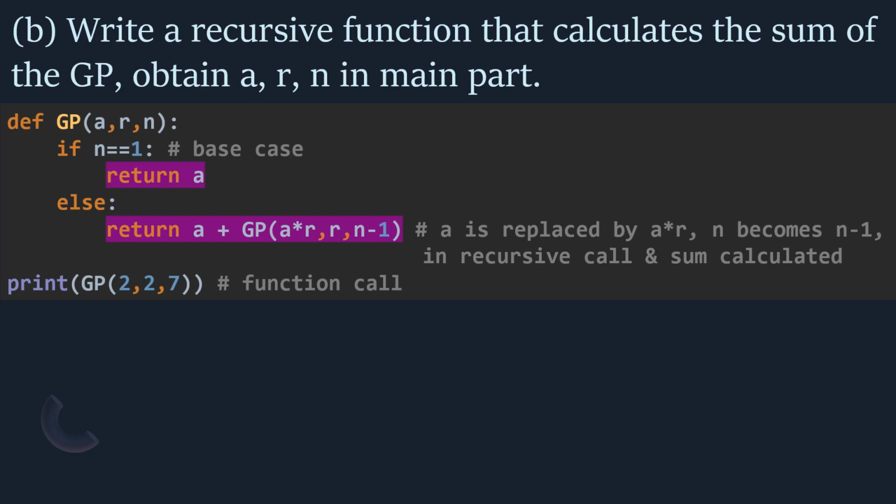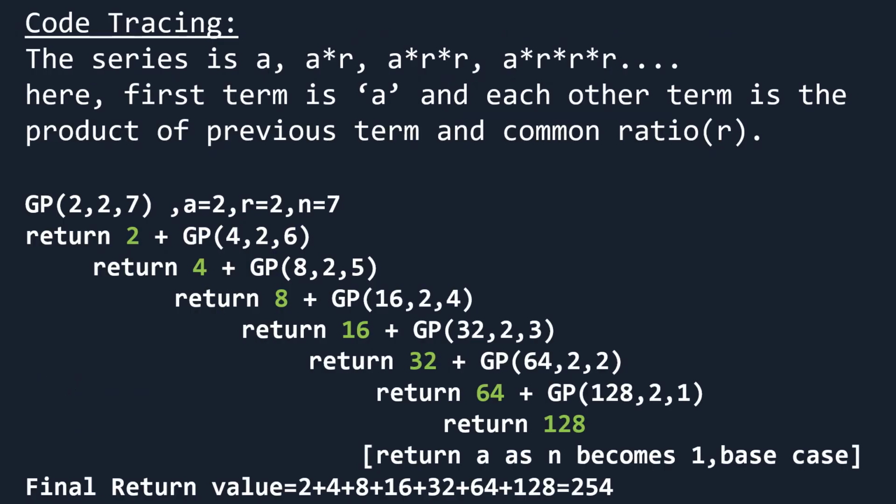So if you call the function GP with the values 2, 2 and 7, then it will give you the output as 254. And you can see how it is executing. Let's see. Now we'll see how this function is executing. This is the recursive function GP, and it is called with the values 2, 2 and 7. That means A is 2, R is 2 and N is 7.